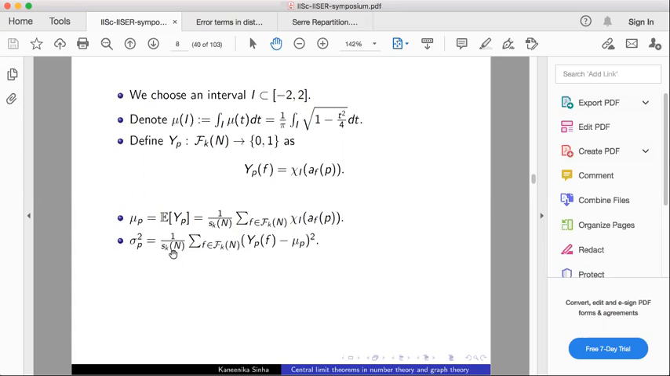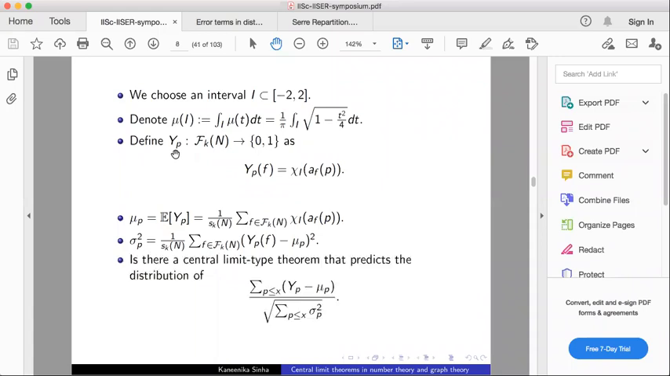And we also see here that the variance can be expressed in terms of this variable y sub p of f minus its expected value. You square it and then take the average of this over all the f lying in your set of Hecke newforms. So now we ask a probabilistic question: are these random variables y sub p, as you index over the primes, well behaved enough so that their sum leads to some kind of a central limit type of theorem?